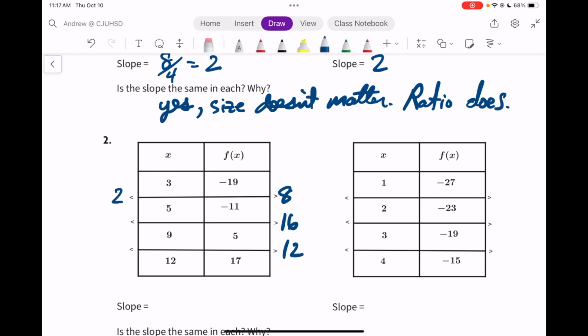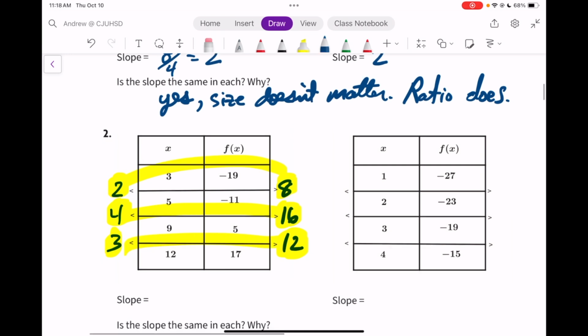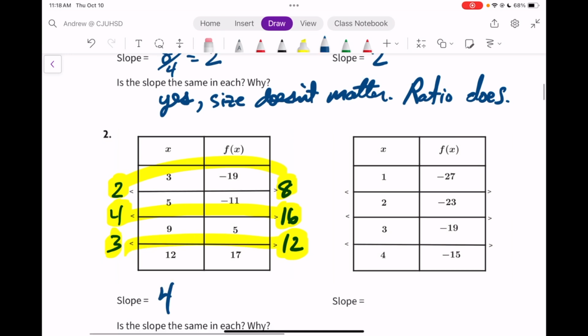This is changing 2, from 3 to 5. This is changing 4, from 5 to 9. This is changing 3. And if you take 8 divided by 2, 16 divided by 4, and 12 divided by 3, you get the same number every time. You get 4.